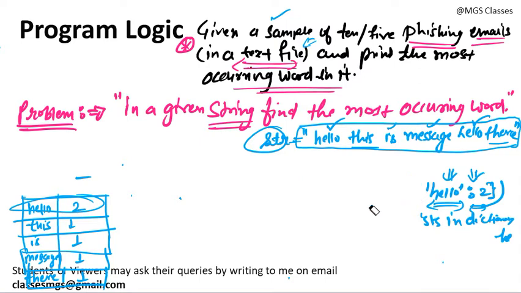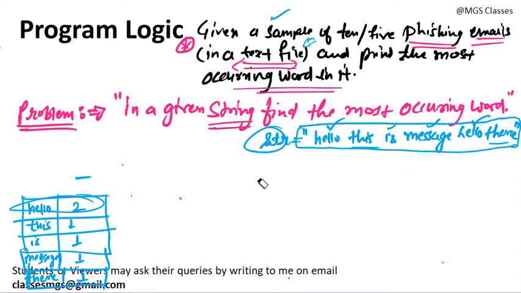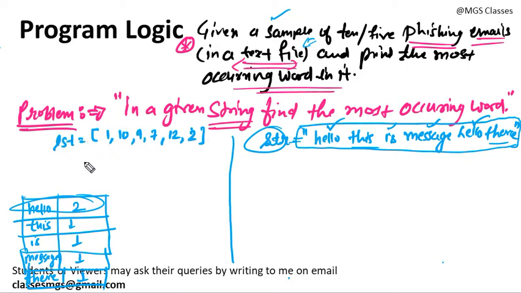Okay, now one more thing you should know: how to get the maximum in a list. I am going to show you that logic also, because this program is a typical program that involves a lot of logical things. So let's suppose this is the list: 1, 10, 9, 7, 12, and let's suppose 2. This is the list, and how do you find the maximum in the list? You assume that the maximum is 0, and you can iterate this list using a for loop.